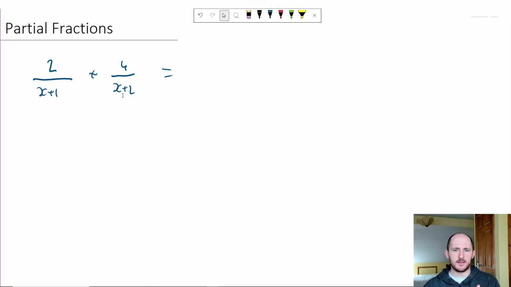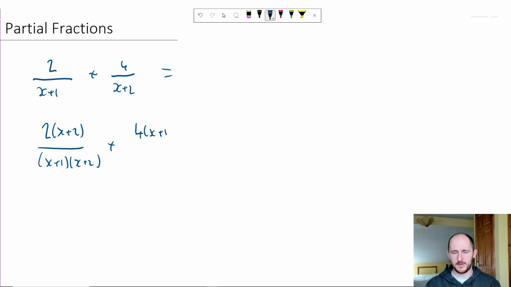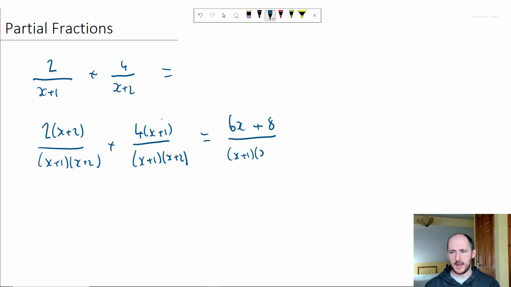And how do we do that? Well, we make the denominators the same, right? So we times the first one by x plus 2, and then we get this. I promise you there's a reason I'm doing this. And we times the second fraction by x plus 1. And then we'd expand, simplify, bring it all together, and all of that fun stuff. So here we would have, if I expand and combine, 2x plus 4x gives me 6x. Then we have 2 times 2 is 4, 4 times 1 is 1, so we have 4 plus 4, which is 8, all over x plus 1 and x plus 2.